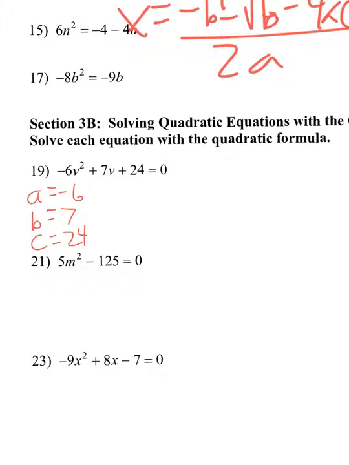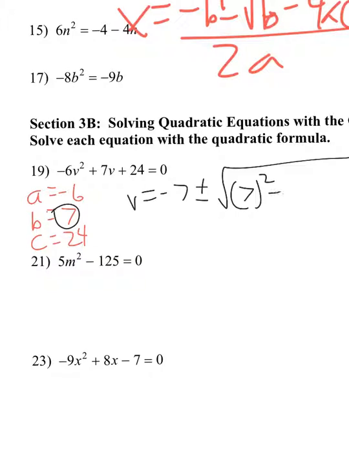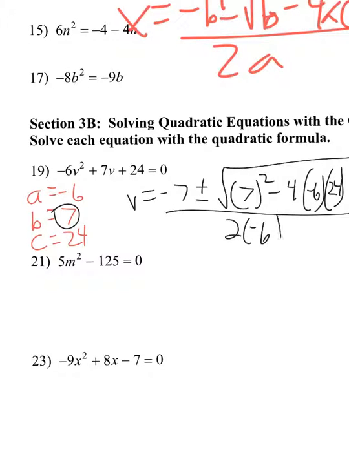So now if I go to my quadratic formula, normally it's x equals, but in this case in the quadratic equation we have v, so we're going to say v equals the opposite of b, well b is 7, so it's -7 plus or minus the square root of b squared, so 7 squared, minus 4 times a, which is -6, times c, which is 24. All that over 2 times a, which is -6.